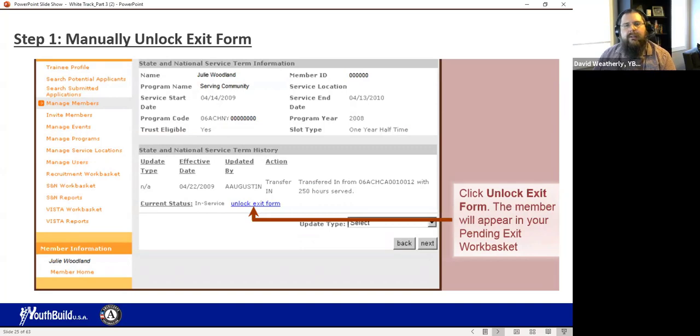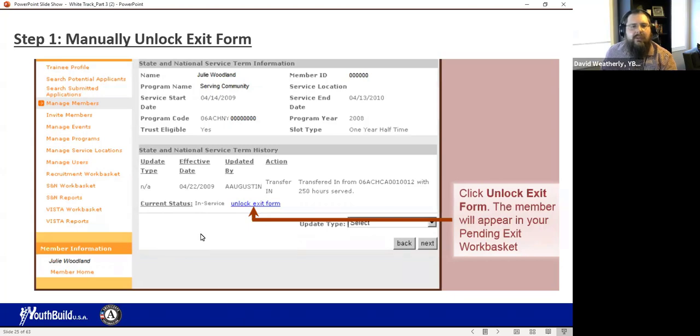Manually unlocking the exit form. What does this look like? So when you're checking out a member, you select their record in eGrants, and you'll see this little blue underline piece that you can click here. When you click on that, that'll unlock the exit form, and the exit form will show up in your pending exit work basket.